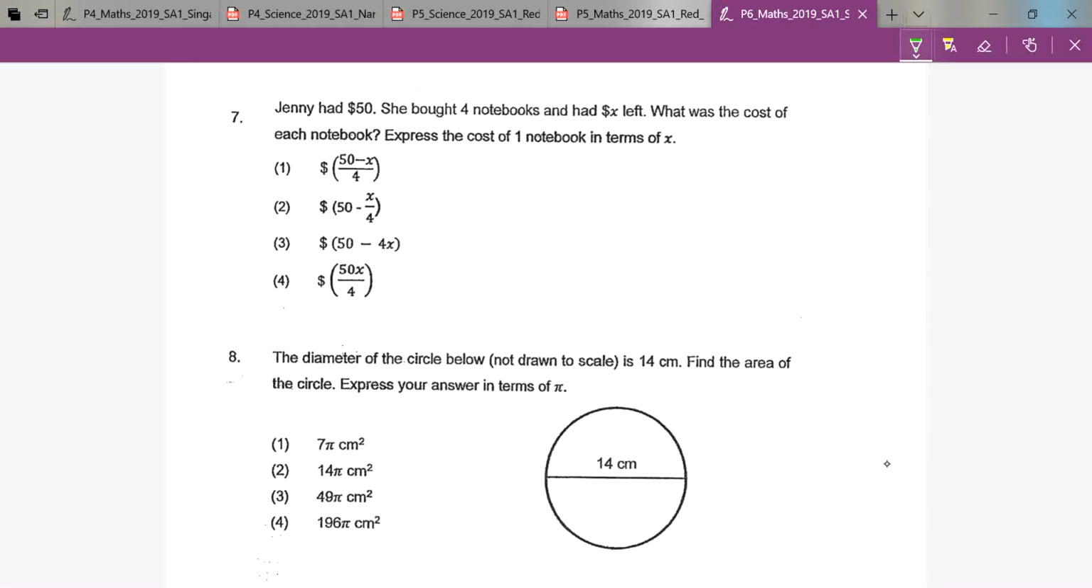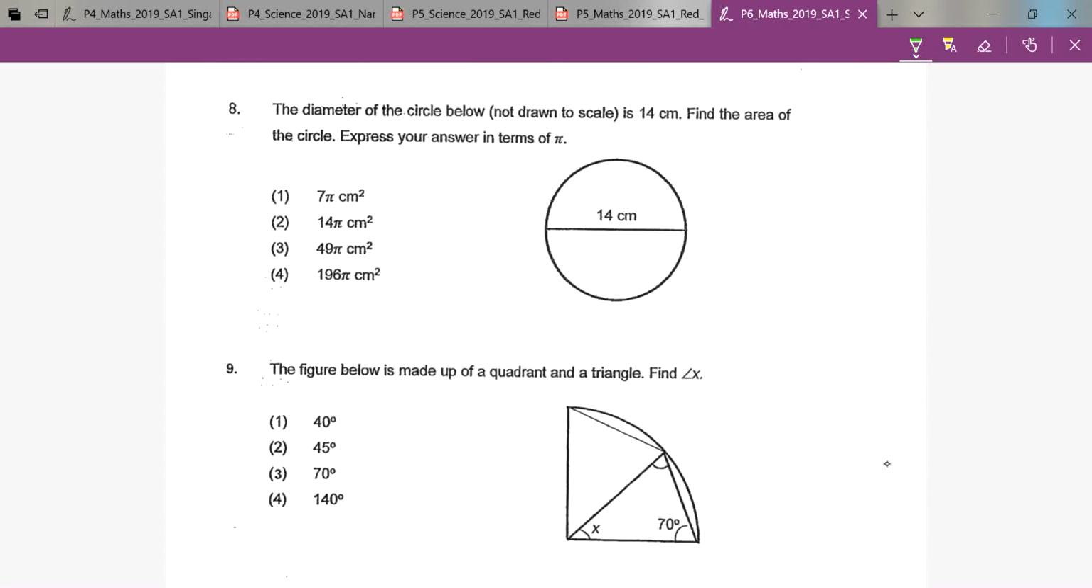Jenny had $50. She bought 4 notebooks and had X dollars left. What was the cost of each notebook? Express the cost of one notebook in terms of X. So you use $50, which is what she had, minus X dollars, that's what she has left, which means 50 minus X is what she has spent. Alright, what did she spend on? 4 notebooks, okay? What did the question ask? It asked for 1 notebook. So you must divide this whole thing by 4, okay? And if you write it neatly, it will look like this. So answer is number 1.